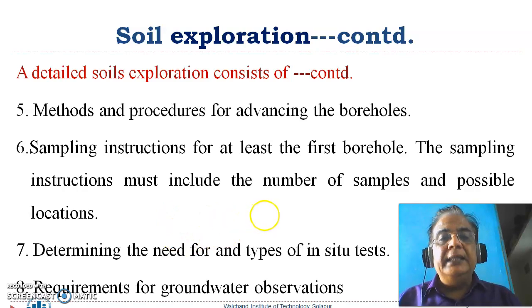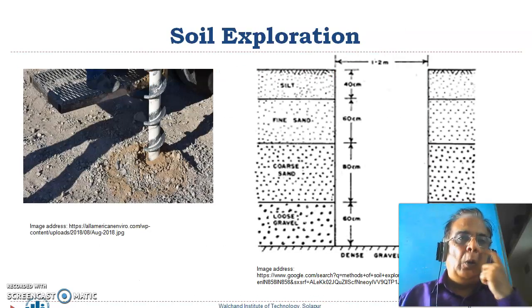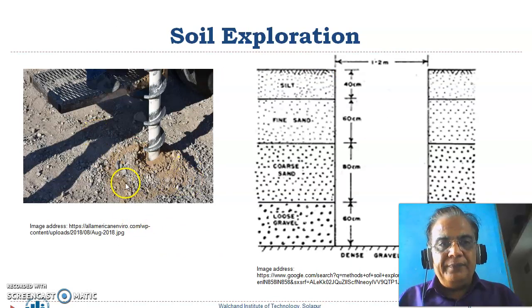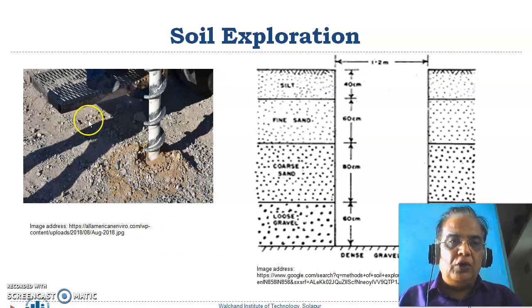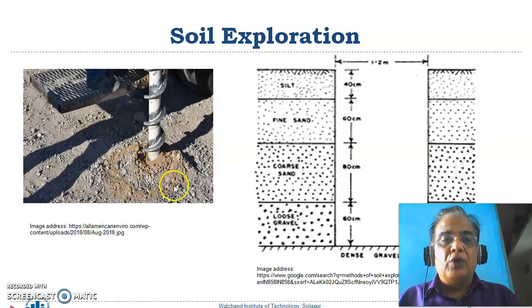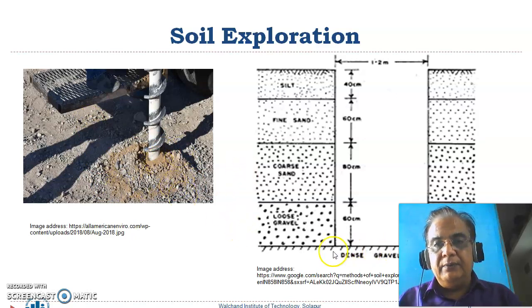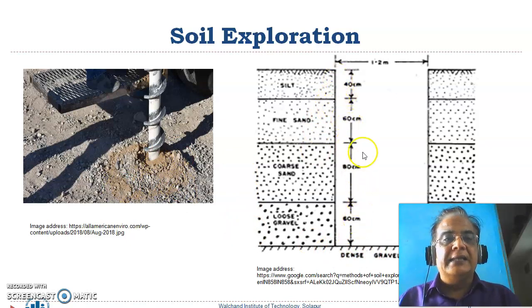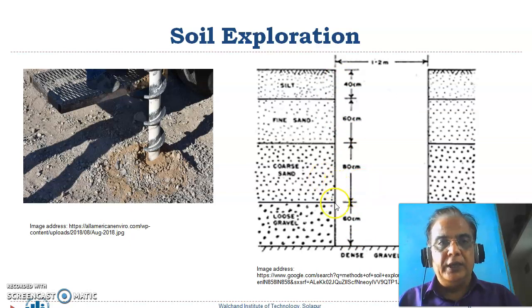Then determining the need for and types of in situ tests. This is also important. And requirements for groundwater observations. So these are also very important. So these are different details in soil exploration study required. Now here you can see the photograph of soil exploration. In the first photograph, auger boring is used for soil exploration, and in the second photograph you can see the details of soil exploration. Heights of different layers in soil are obtained as a result of soil exploration.